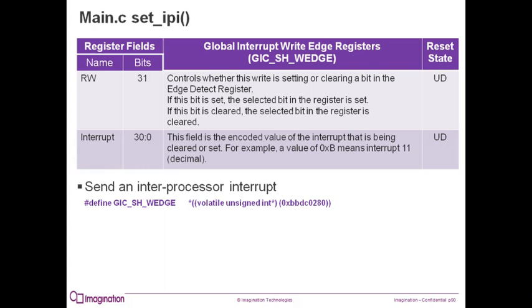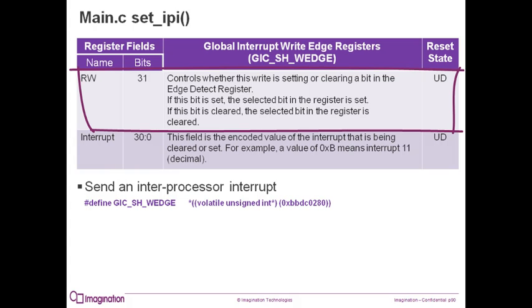The #define GIC_SH_WEDGE sets up a pointer to the global interrupt write edge register. It does this by combining the address of the GIC register control block, which in this case is hex BBDC0000, with the offset of the global interrupt write edge register of hex 280. The value written to the global interrupt write edge register has two parts.